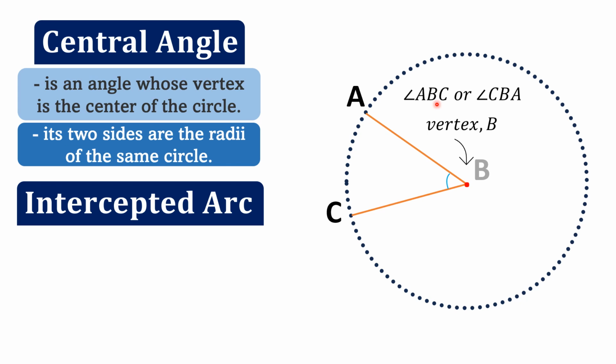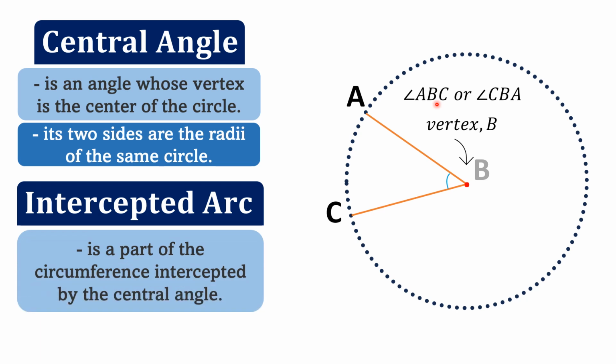Now, what is an intercepted arc? It is part of the circumference intercepted by the central angle. In this example, the intercepted arc by the central angle ABC is arc AC or CA.